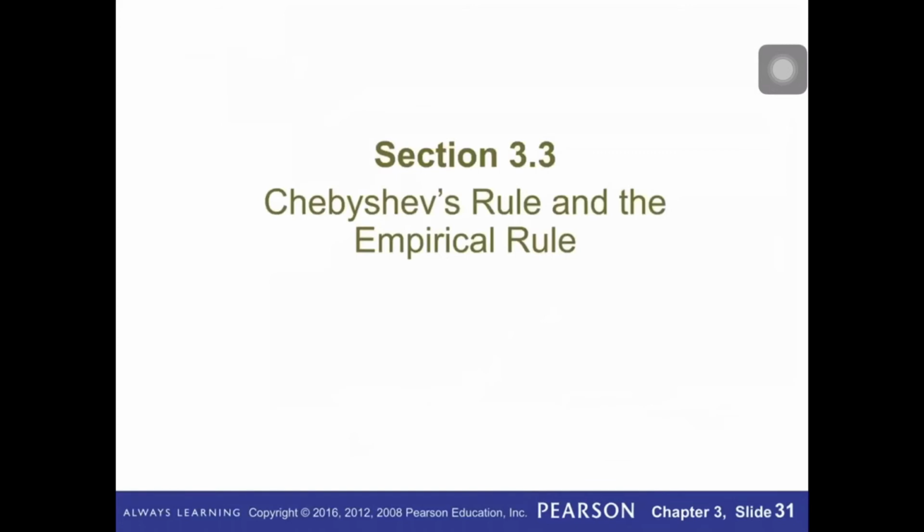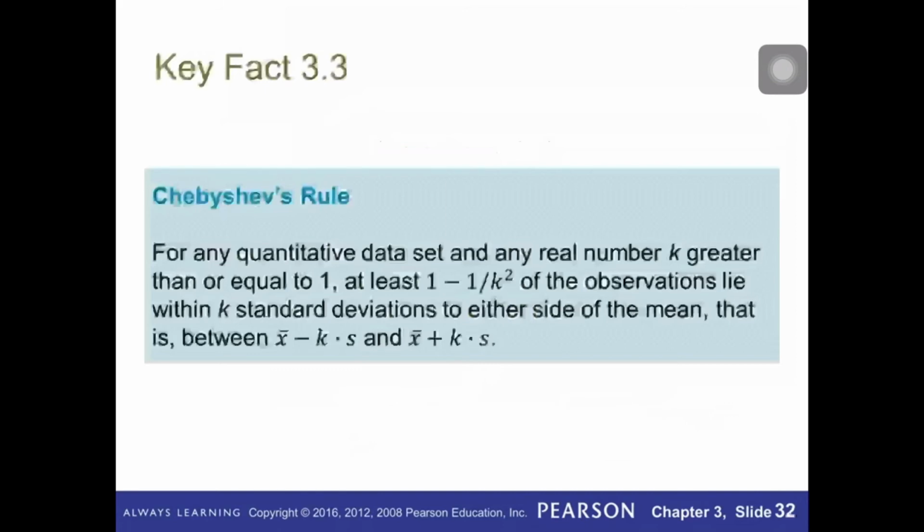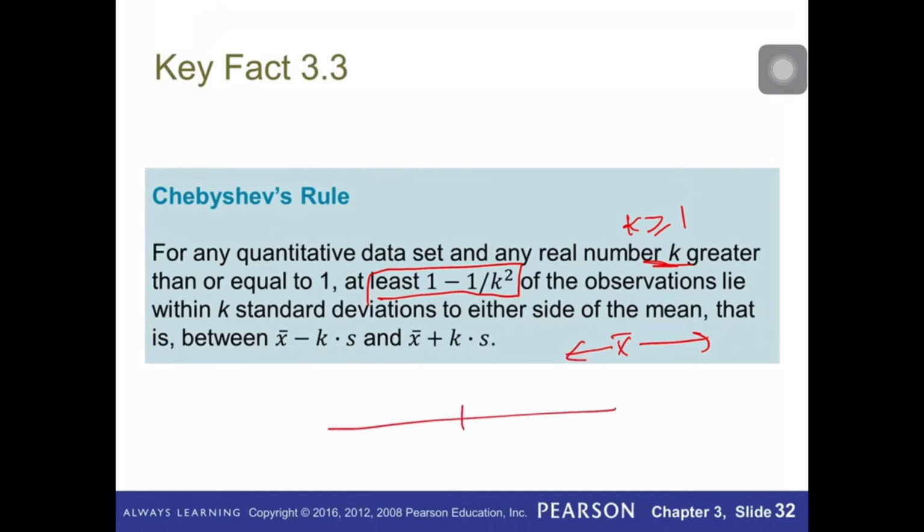Chebyshev rule and the empirical rule. Chebyshev rule says that for any quantitative data set and any real number k greater than or equal to 1, at least 1 minus 1 over k squared of the observations lie within k standard deviations to either side of the mean, that is between x bar minus k and x bar plus k. So this is x bar, this is x bar plus k, and this is x bar minus k.